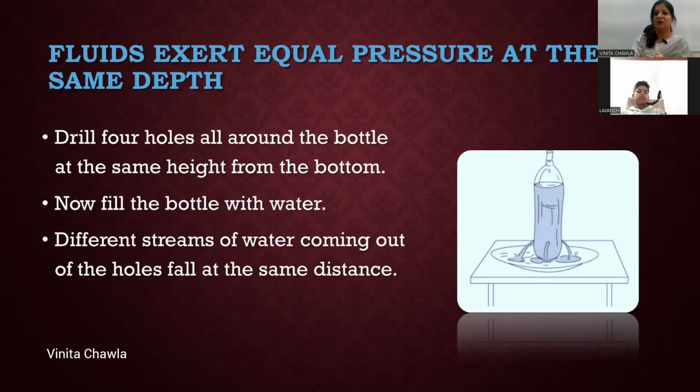So drill 4 holes all around the bottle at the same height from the bottom. Now fill the bottle with water. Different streams of water coming out of the holes fall at the same distance. All the water streams will fall at the same distance from the water bottle. So it shows that fluids exert equal pressure at the same depth.